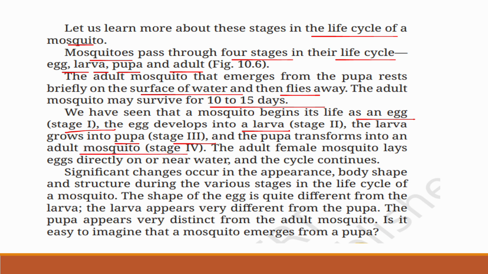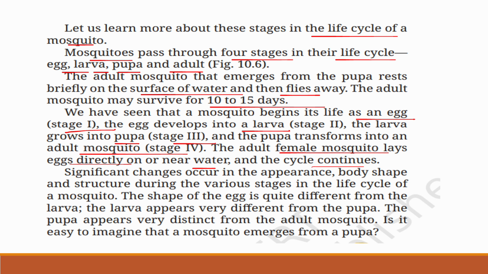The adult female mosquito lays eggs directly on or near water and the cycle continues. So the 4 stages in the life cycle of mosquito are egg, larva, pupa, and adult mosquito. The female adult mosquito lays eggs directly on or near water and the cycle continues.